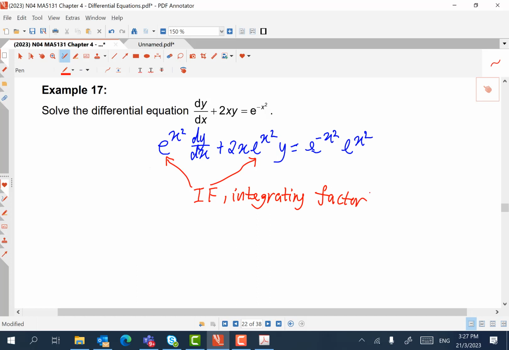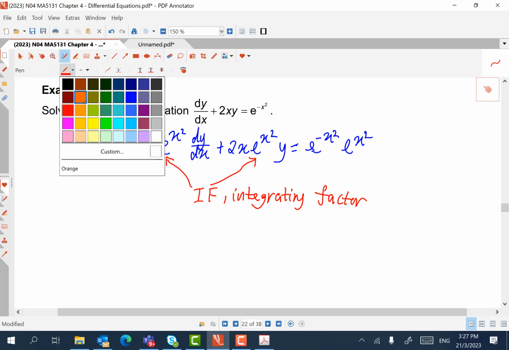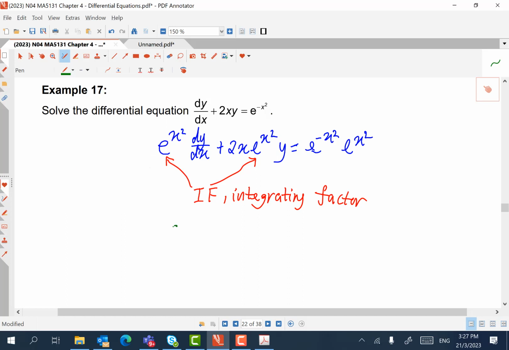So that magic that we plug in makes it exact, and the exact equation is none other than this. Nice, right? By introducing this term called the integrating factor, I have made it exact, and after that, I am able to solve this DE.